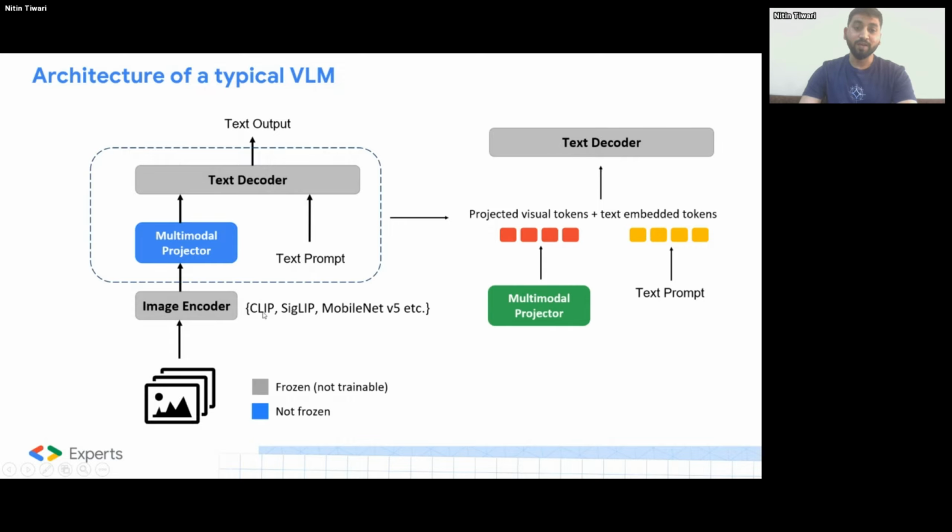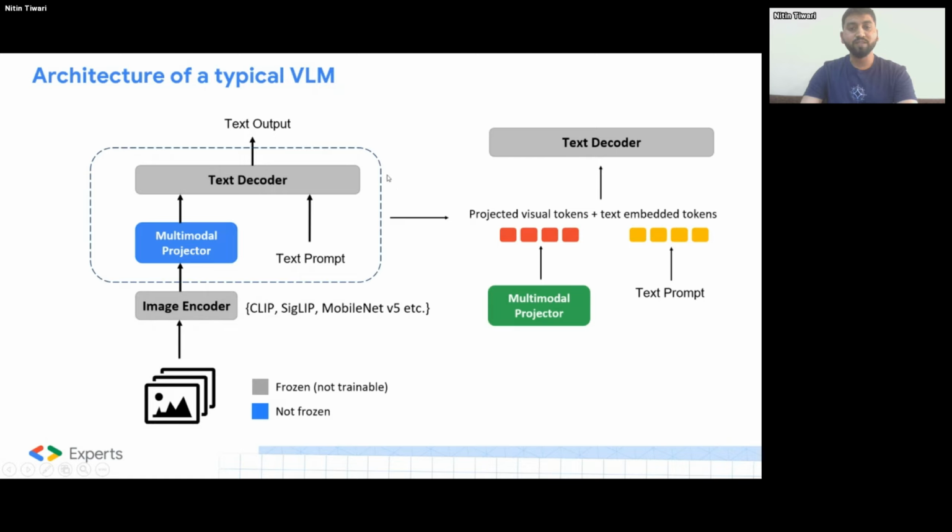So the image encoder can be a CLIP, it can be a SigLIP, it can be MobileNet V5 or any other model. I'm sure you must have heard about MobileNet as well. These are deep neural networks specifically trained for on-device use cases. Once we pass the image to an image encoder, we get some kind of embeddings, or tokens, which you can see here.